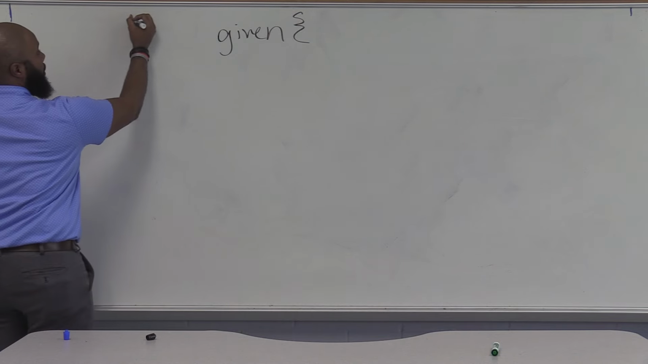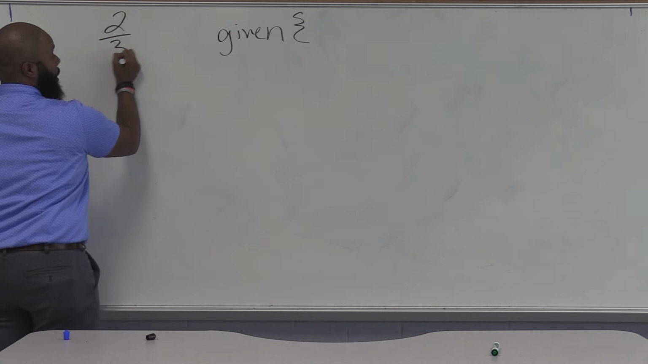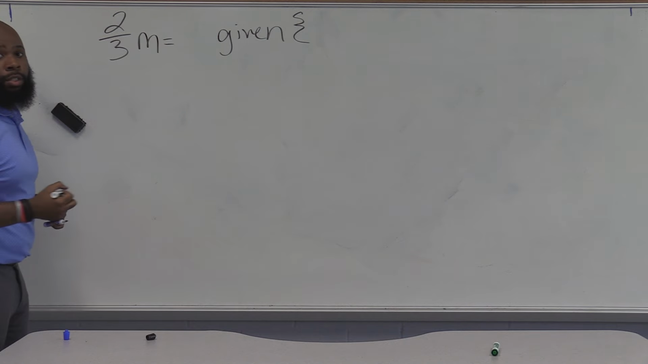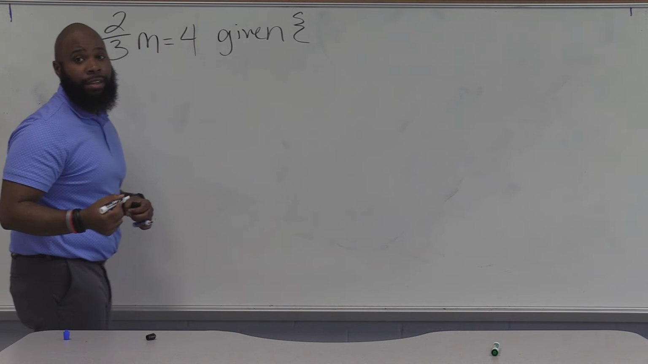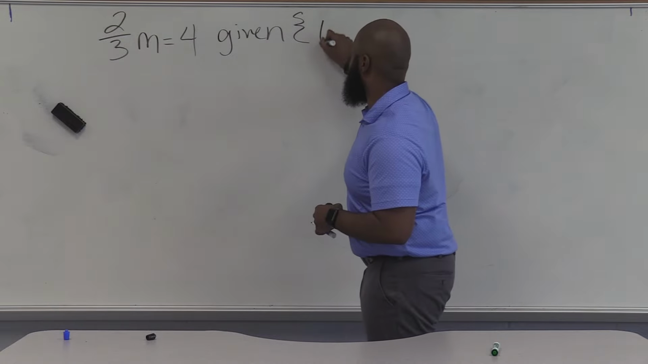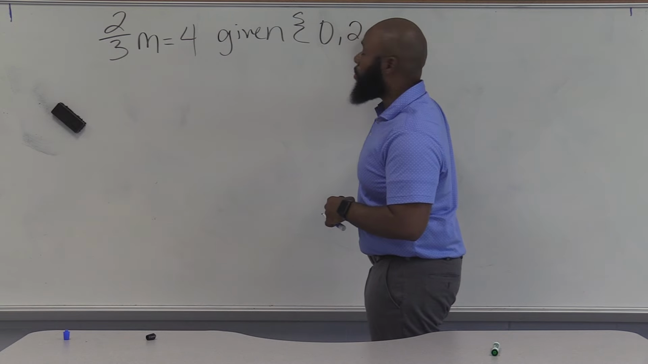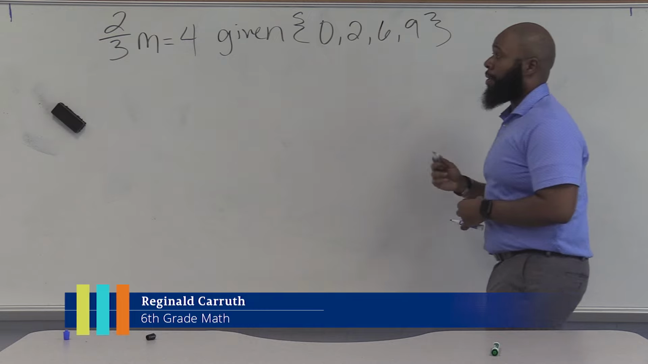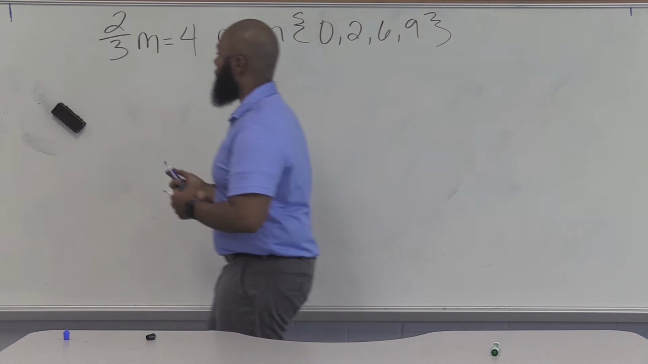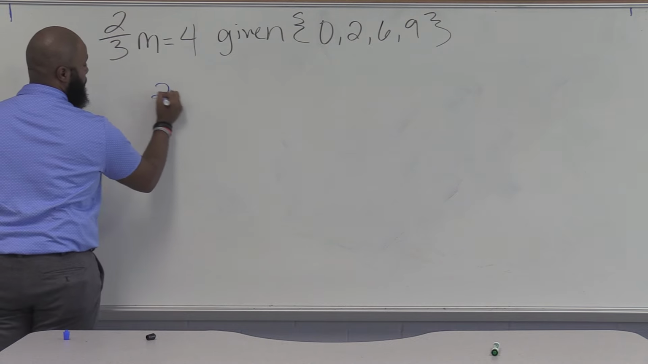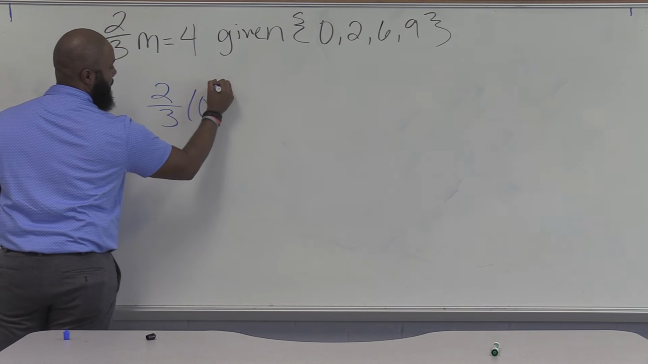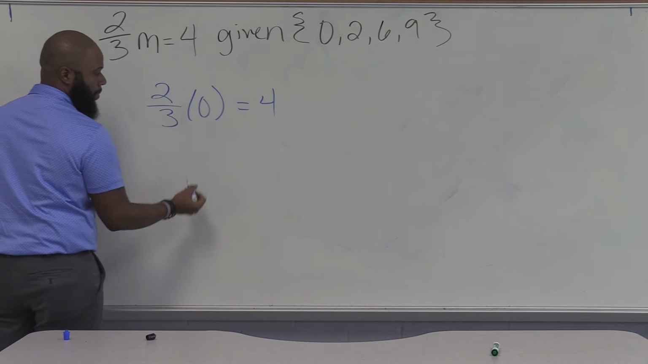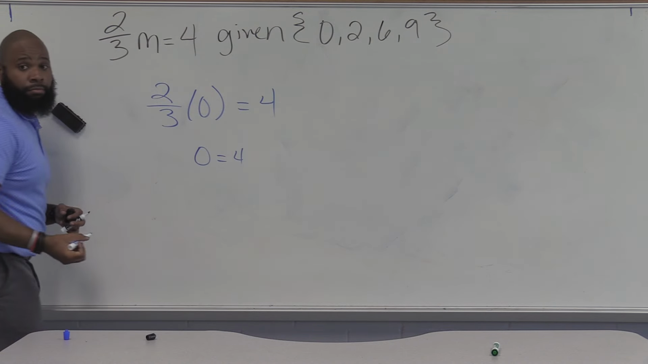My next problem is going to be 2/3 times m is equal to 4. Given these series of numbers, 0, 2, 6, and 9. So now we're going to start substituting. When I substitute 0 for m, I have 2/3 times 0 equals 4. Well, 2/3 times 0 is what? 0. Does 0 equal 4? Nope.